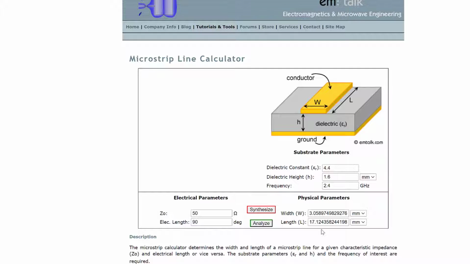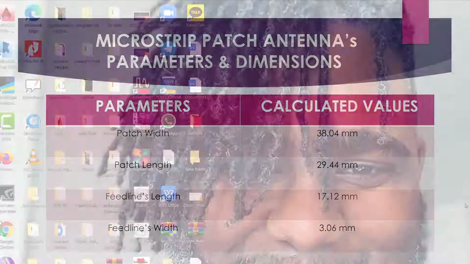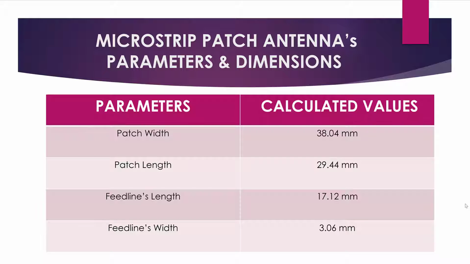So now, since we know the dimensions of the patch and the feed line, we can start designing our antenna in HFSS. Alright, so in summary, from EMTalk, we had the patch width to be 38.04 mm, the patch length to be 29.44 mm, the feed line's length to be 17.12 mm, and the feed line's width to be 3.06 mm. So with these values, let's move straight to HFSS and start the design.